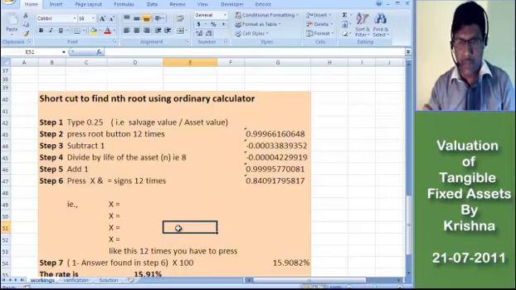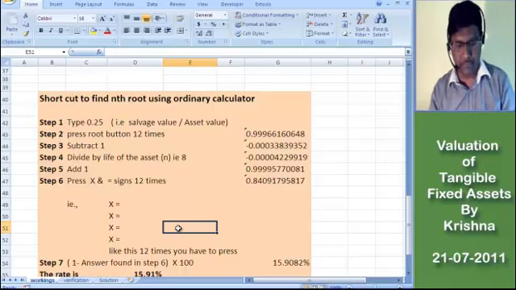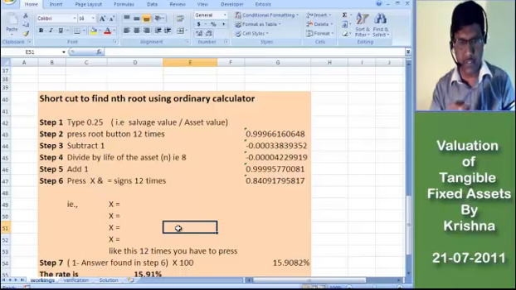Now we have got some figure. That figure I have given in this G column. What answer we are going to get in each and every step I have given, that you can cross verify with that. Then from this second step answer, we have to reduce 1. Minus 1 was done. Then it is divided by 8. Then add 1.